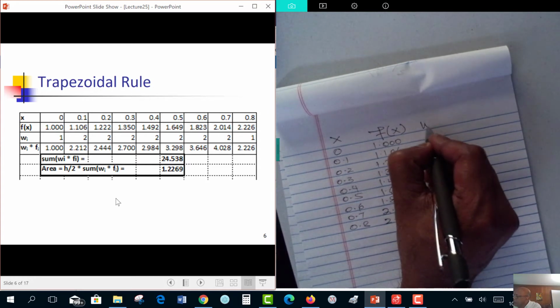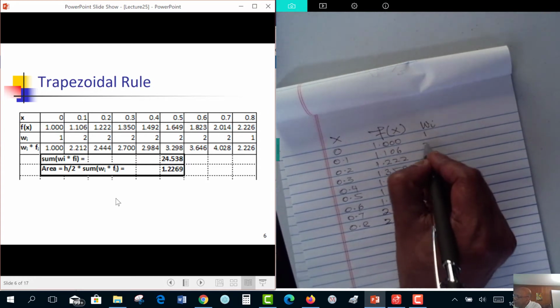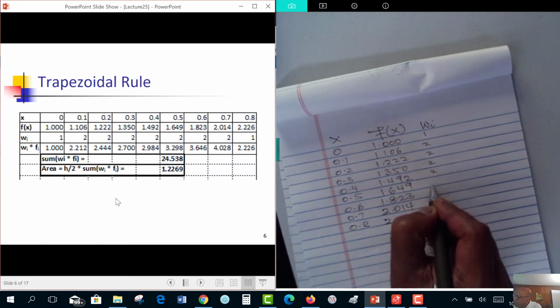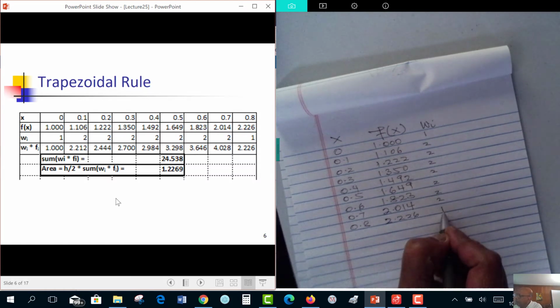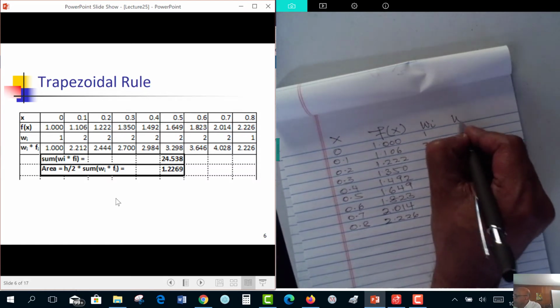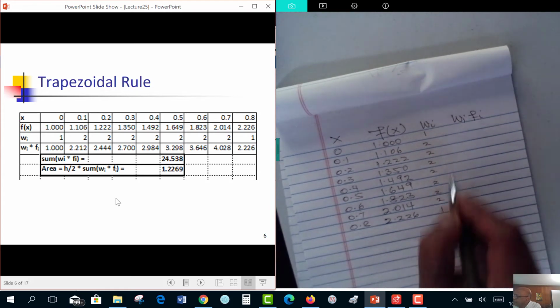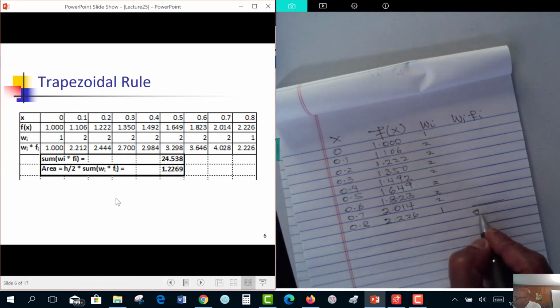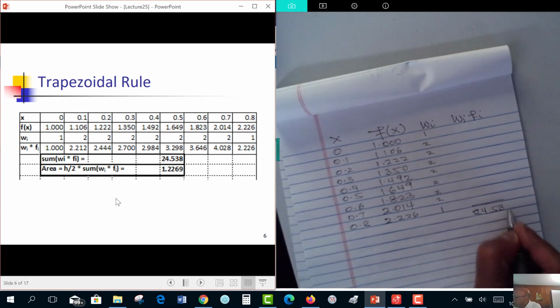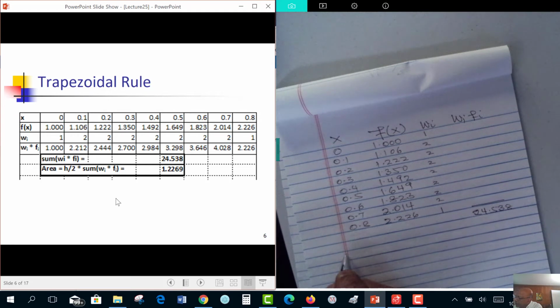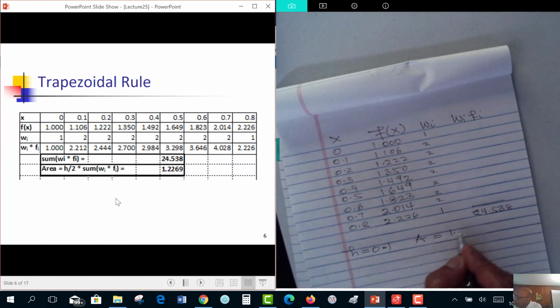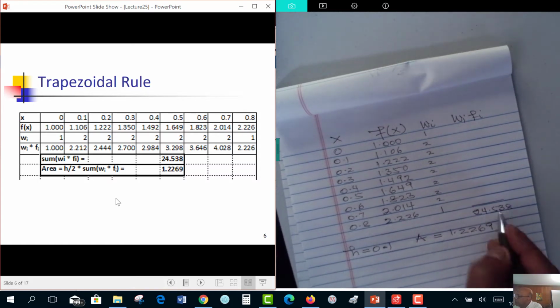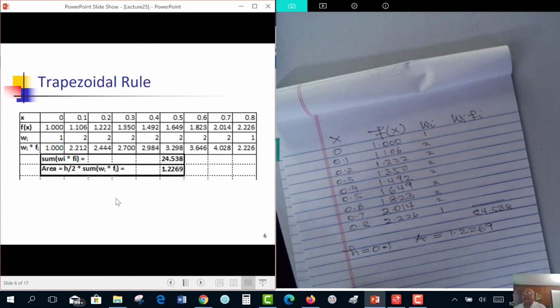And then what we did was we gave them weights 1, 2, 2, 2, and then we did a weighted sum. After we did the weighted sum, we got 24.538. Using h equal to 0.1, we got an area of 1.2269, so we multiplied this by h over 2.